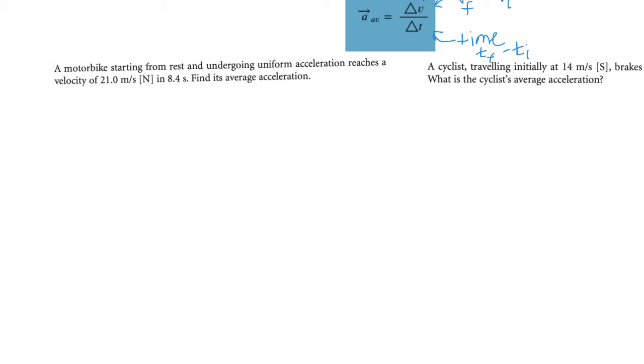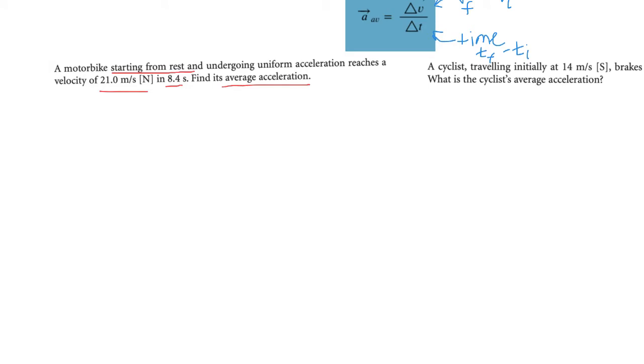The other tricky thing about these questions is sometimes your velocity is 0 and they don't tell you that in the question. So we have to look for words that mean the velocity is 0. So in my first question, it says that the motorbike is starting from rest and undergoing uniform acceleration, and it reaches a final velocity of 21 meters per second north in 8.4 seconds. So we want to find its average acceleration.